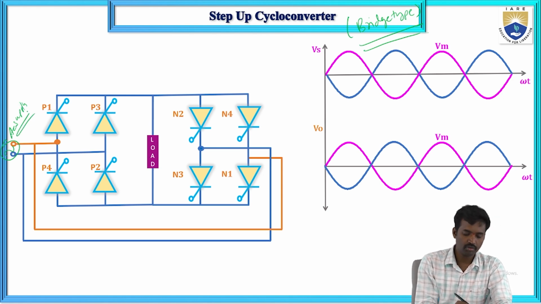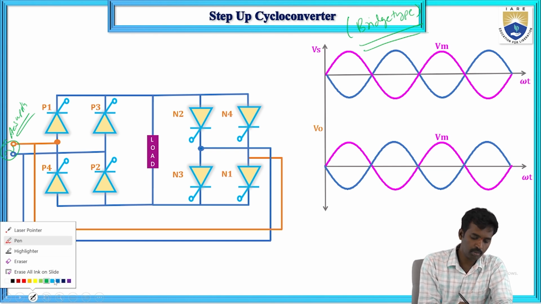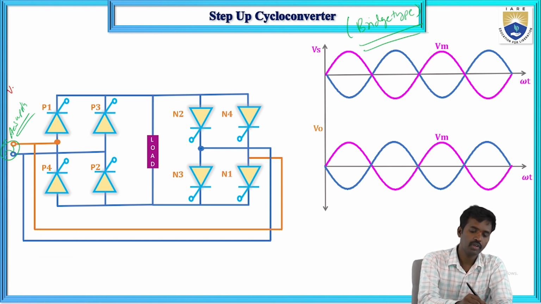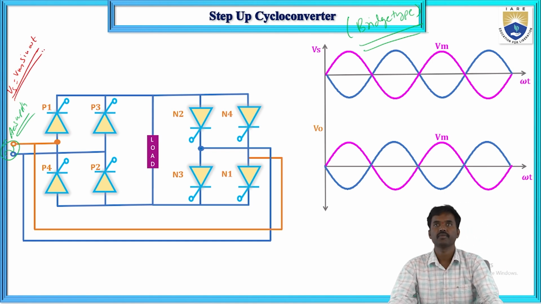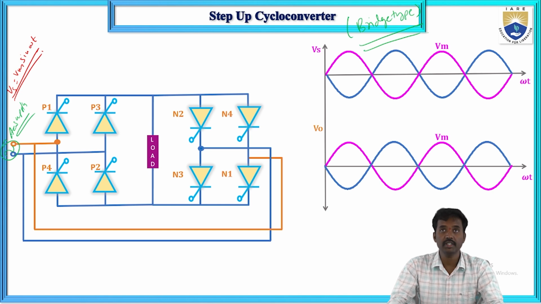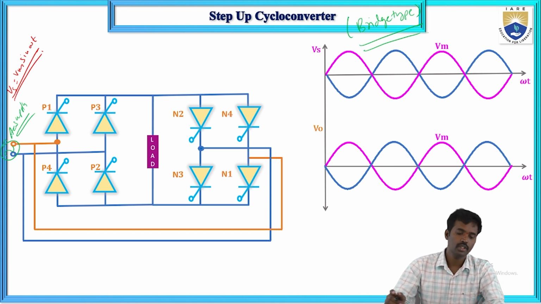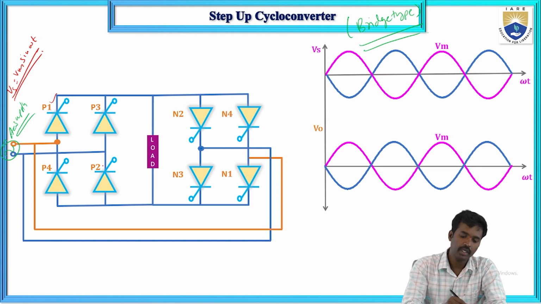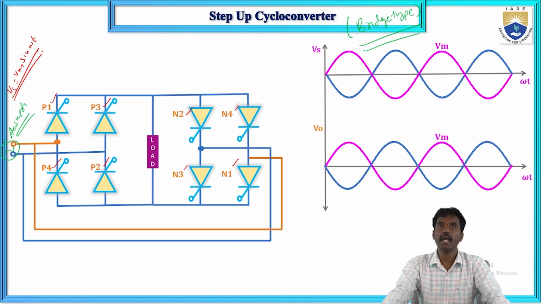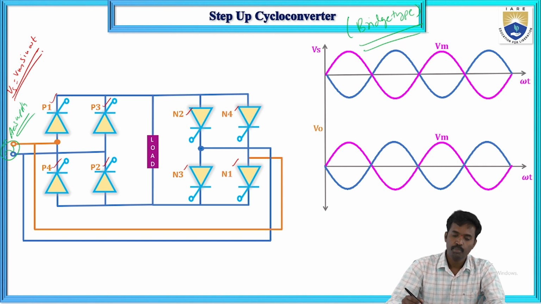So here first, the AC supply is Vs equals Vm sine omega t. So what are the switches here? How many switches will we use? P1, P2, P3, P4 and N1, N2, N3 and N4. Total 8 switches.